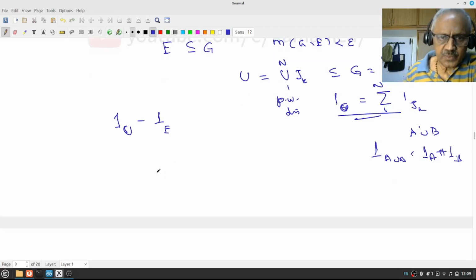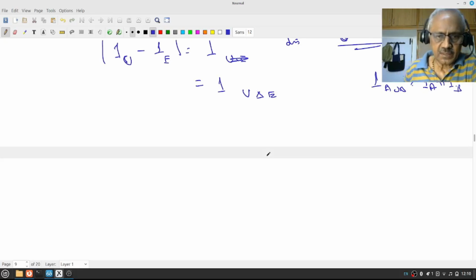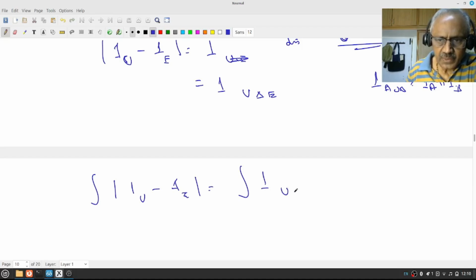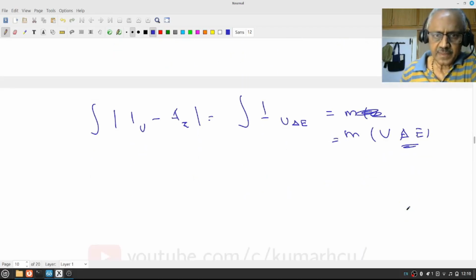All right. Therefore, I want to know what this will be. This modulus is nothing else than the indicator function of the symmetric difference of U and E, as we have seen earlier, right? Therefore, the integral of this is nothing other than the integral of the indicator of U symmetric difference E. Therefore, it's the measure of U symmetric difference E. Okay. Pause. Review. Proceed.